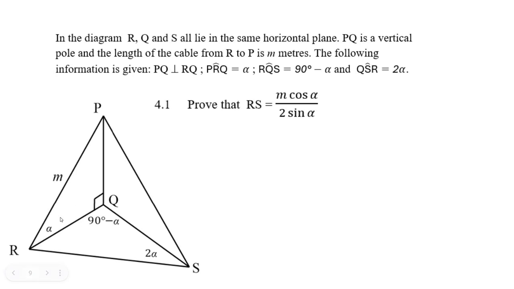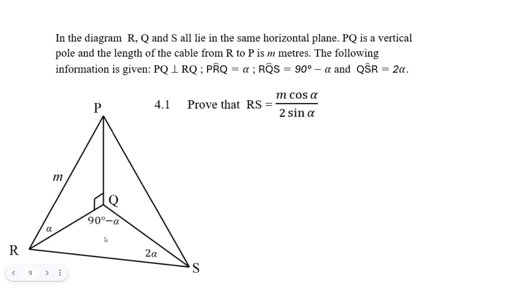They give you an angle that's going up in this right angle of alpha, and then on the ground there's a 90 minus alpha and a 2 alpha there. There's our QS, and that's sitting in the horizontal plane on the ground, and that's a right angle. Those are the two parts that we're going to be working with, the two triangles.